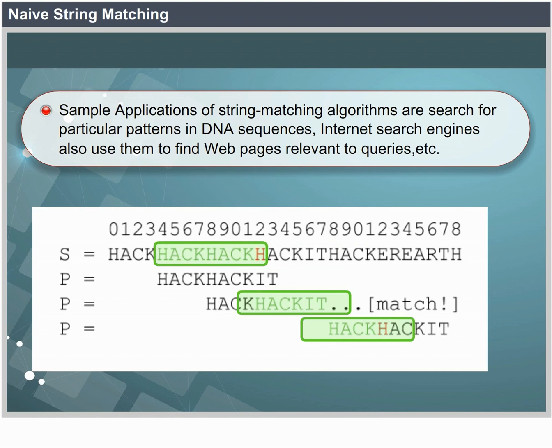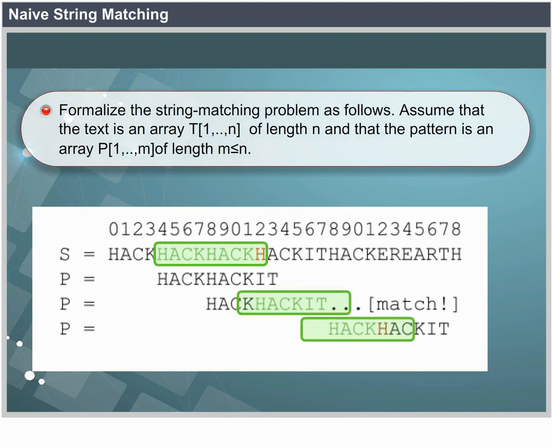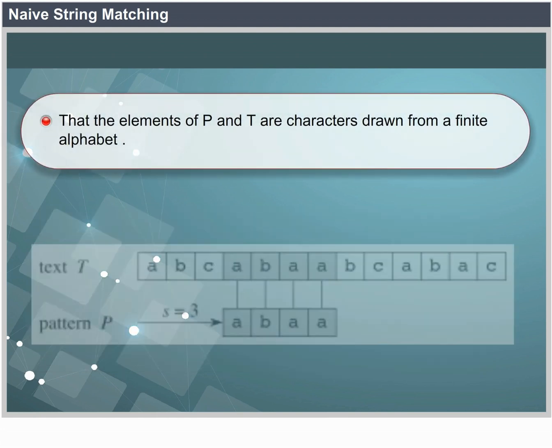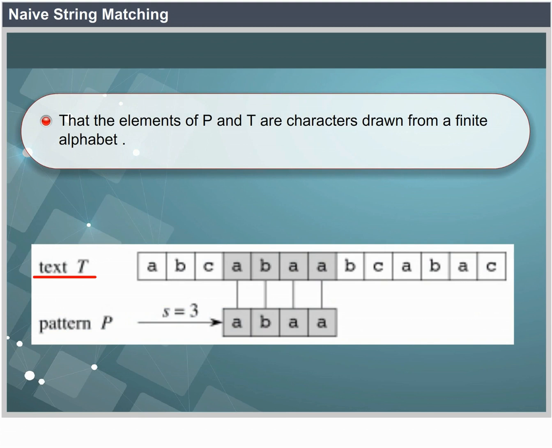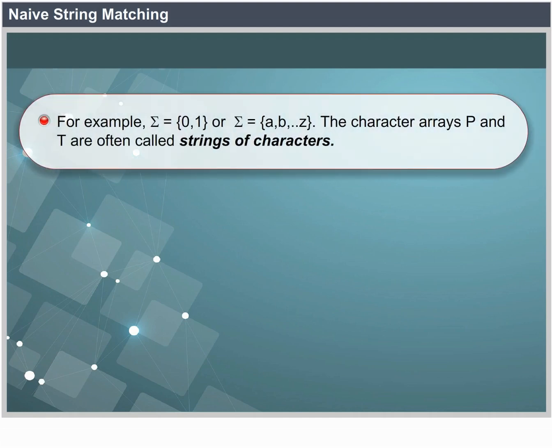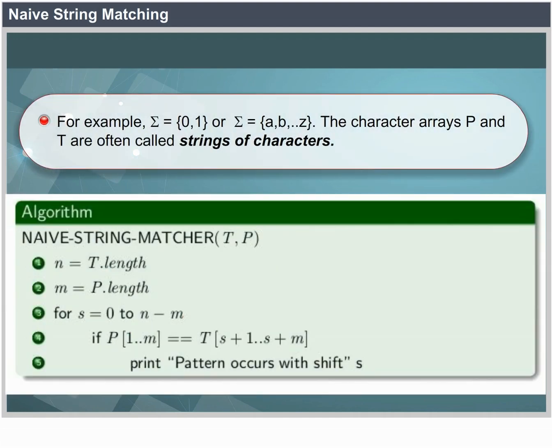Formalize the string matching problem as follows. Assume that the text is an array T[1..n] of length n and that the pattern is an array P[1..m] of length m ≤ n. The elements of P and T are characters drawn from a finite alphabet Σ. For example, Σ equals the set {0, 1} or Σ equals the set {a, b, ..., z}. The character arrays P and T are often called strings of characters.